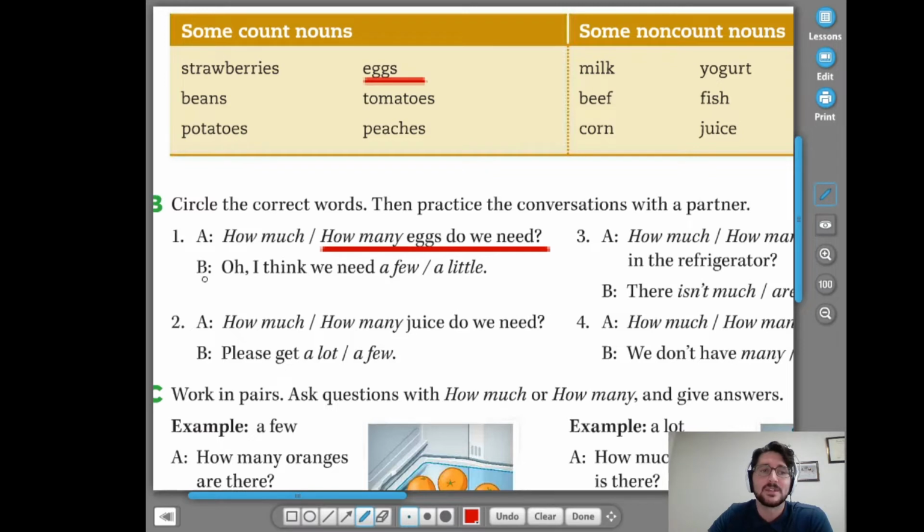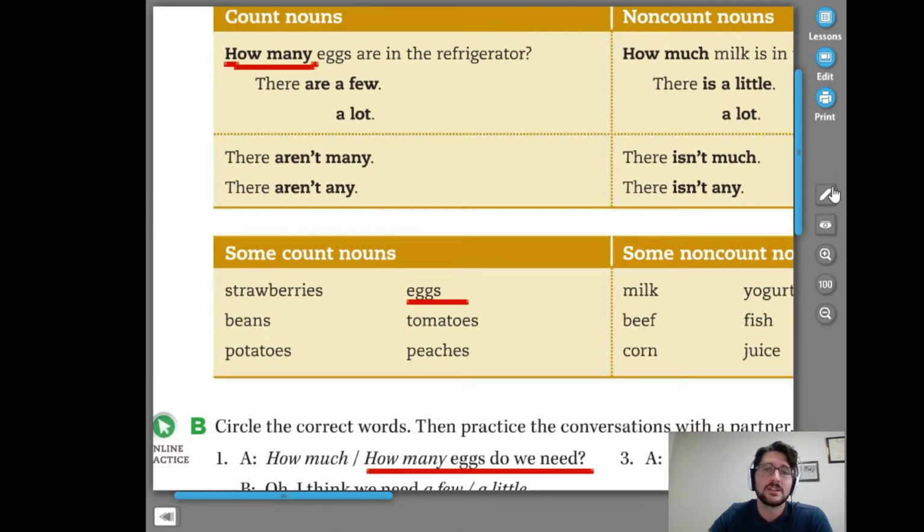Okay. And B 사람, the person B has to answer the question. So person B says, oh, I think we need, right? How many eggs do we need? I think we need 조금만 필요해요, right? A few 아니면 a little. 어떡하지? Do you remember? Yes, I think we need a few eggs, right? Count noun 있으니까 조금만 필요해요. We need a few. We practiced that earlier.